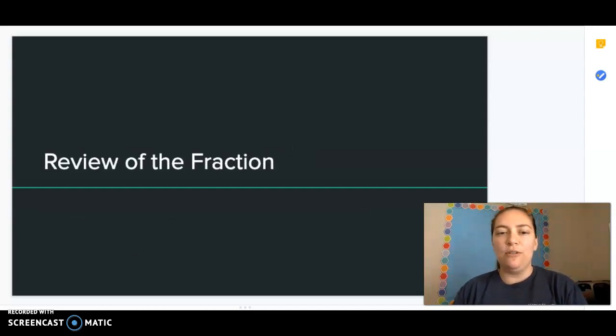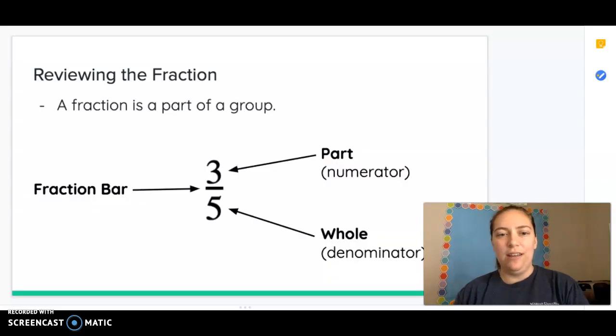So first we're going to start with the review of a fraction. What is a fraction? Well, a fraction is a part of a group. The part, as you can see here, is called the numerator, and it goes on the top. So the part is always on the top, the numerator. Say numerator. It's kind of a hard word.